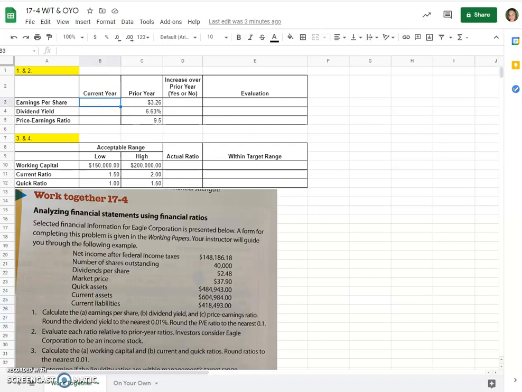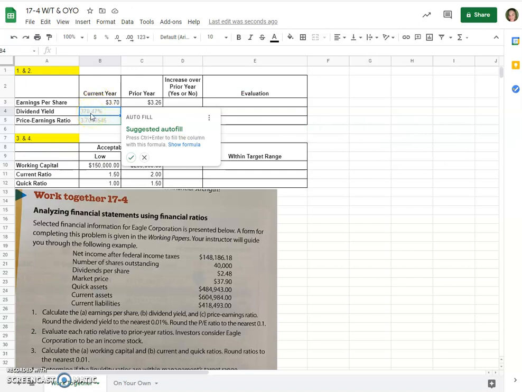Our textbook tells us that earnings per share is net income after federal income tax divided by number of shares outstanding. So it's 186.18 divided by 40,000. That gives us 3.70, or $3.70 earnings per share.